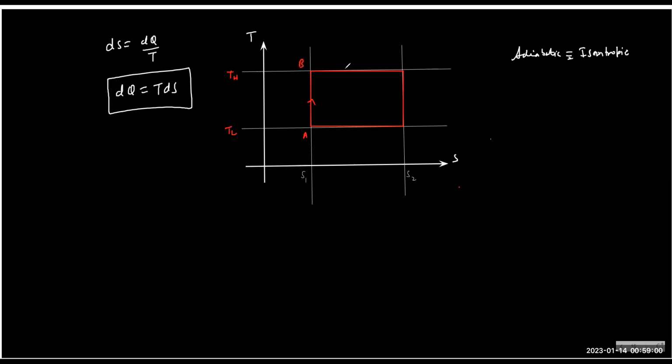And from B to C, what is happening? If you remember, B to C was isothermal addition, isothermal at high temperature, right? Isothermal at TH. And from C to D is adiabatic expansion, and we go from TH to TL back. And then D to A is isothermal heat rejection, in which entropy decreases, right? So this is the equivalent TS graph for the same process.